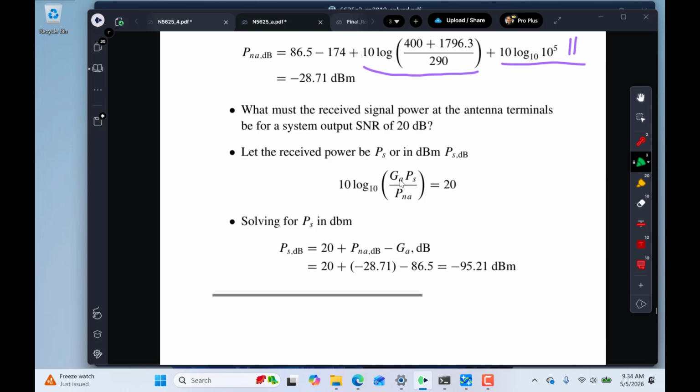I'm just going to say, though, we have GA times PS. So if we want to work in dB, it's just going to be the gain in dB plus the signal power in that we're trying to solve for. And then we have this in the denominator, so we have 20 minus or plus the noise power, because that moves over there.